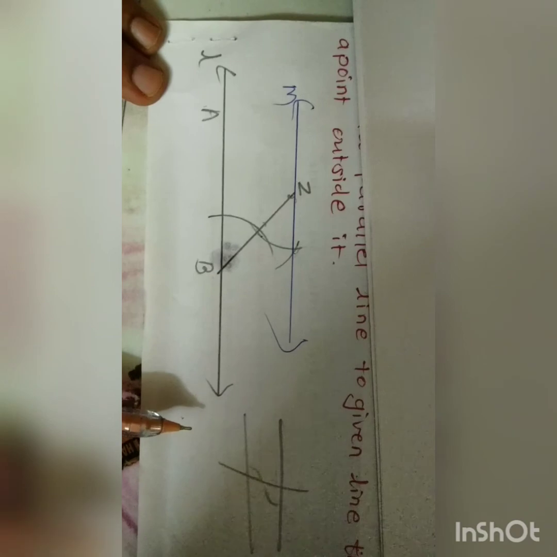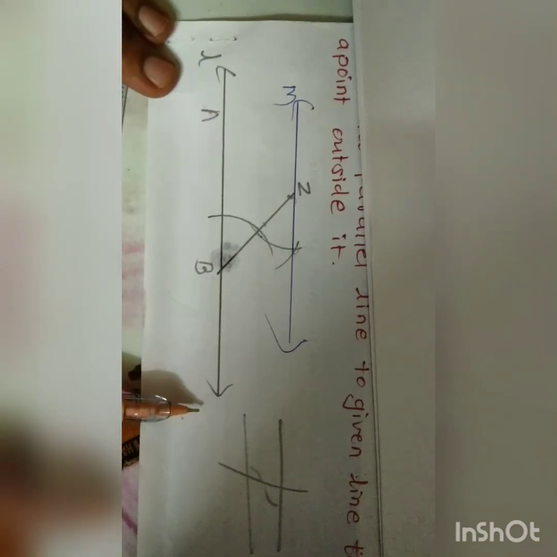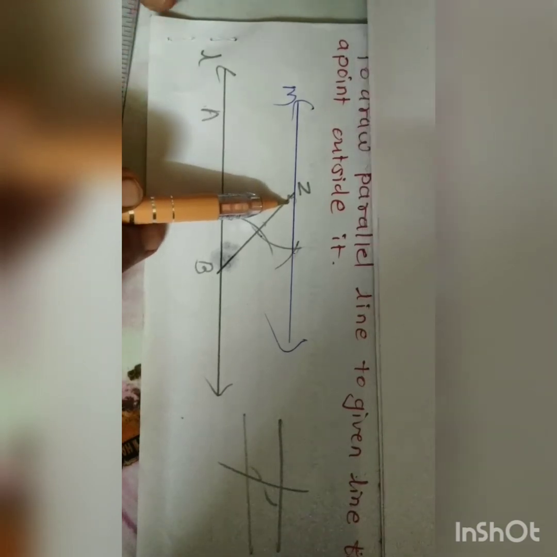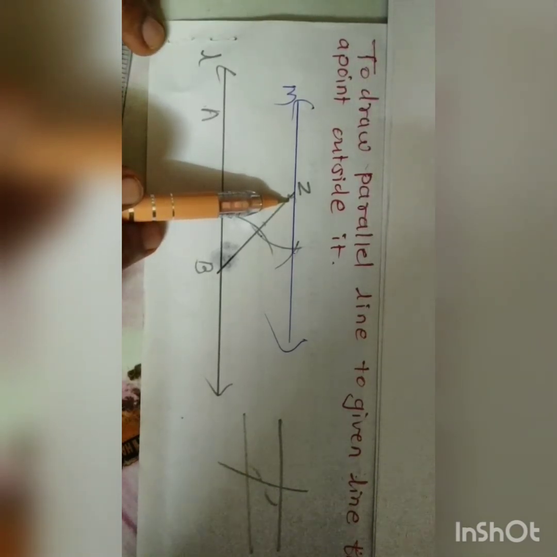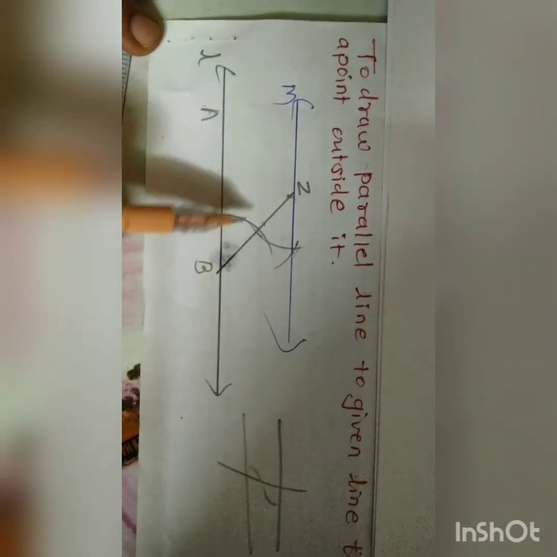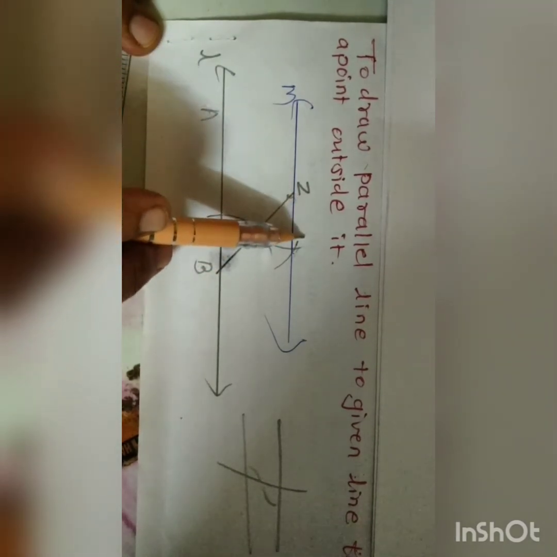Again I am repeating here, line L is the given line. We take point Z outside it, and we have to construct a parallel line passing through Z. We construct for ZB an angle congruent to angle ZBA.